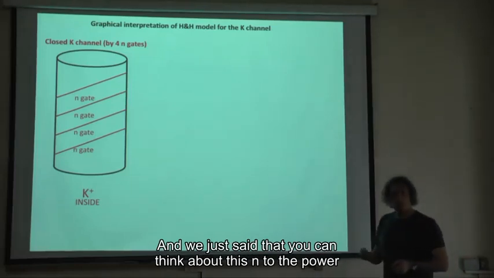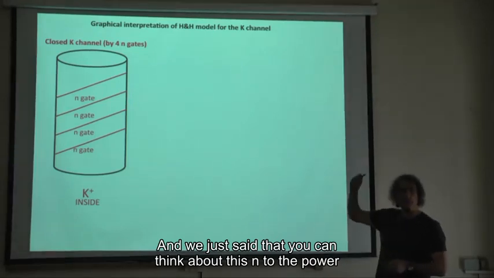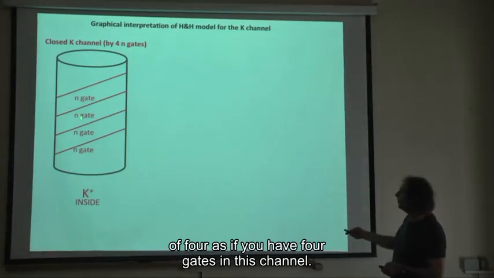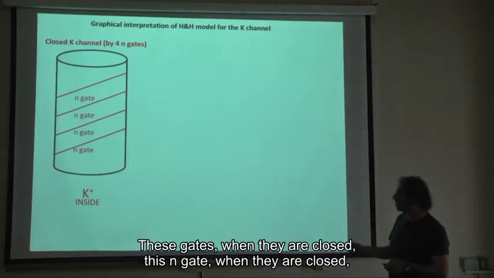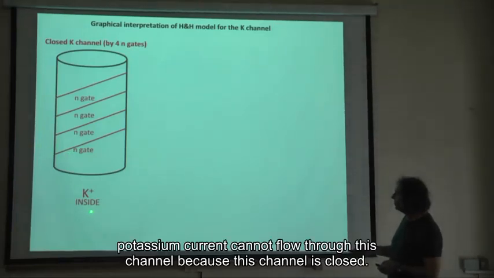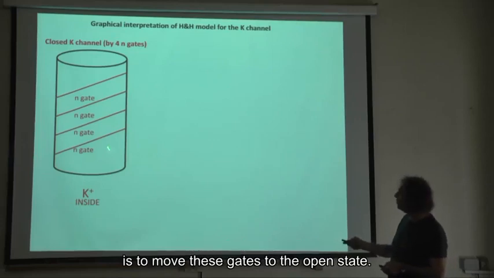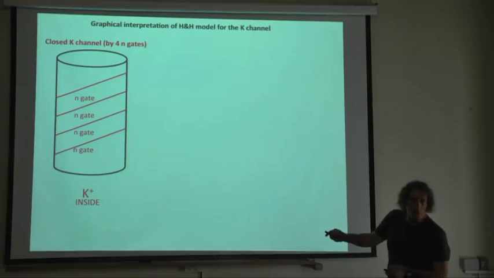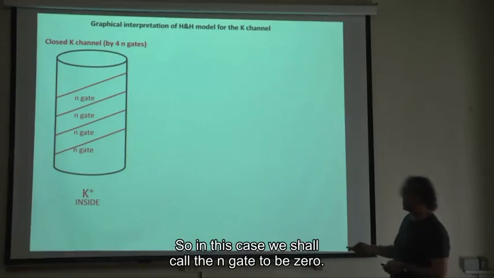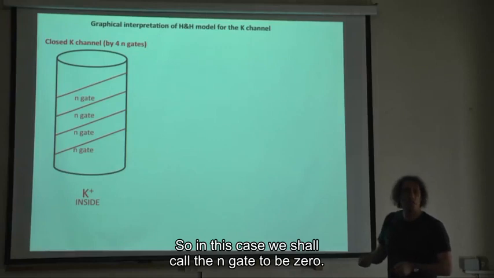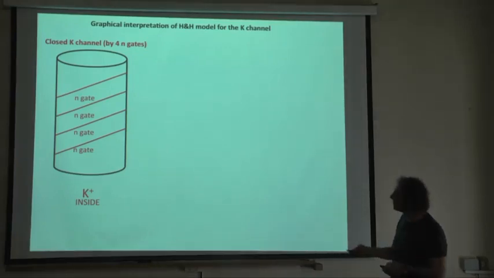And we just said that you can think about this n to the power of 4 as if you have 4 gates in this channel. When these n gates are closed, potassium current cannot flow through this channel, because this channel is closed. And the only way to open this channel completely is to move these gates to the open state. So in this case, we shall call the n gate to be 0. 0 means that it's closed.